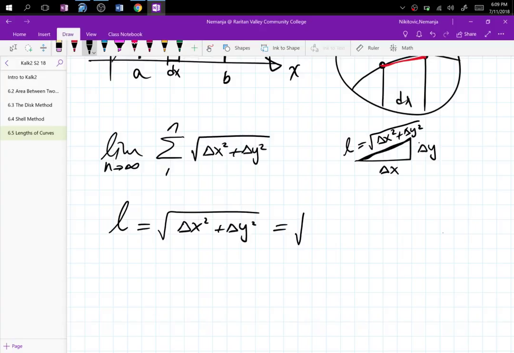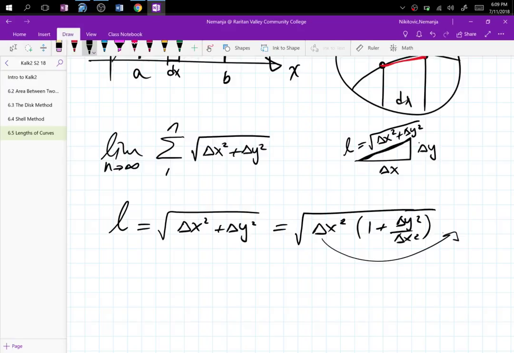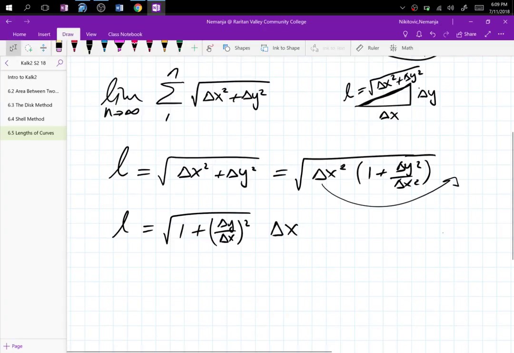What I'm going to do is factor out delta x squared inside and get 1 plus delta y squared over delta x squared. So when I factor out delta x from the delta y, because it doesn't have one, it will gain it in the denominator. And now this delta x goes outside and this becomes 1 plus delta y over delta x, everything squared, times a single delta x at the end.